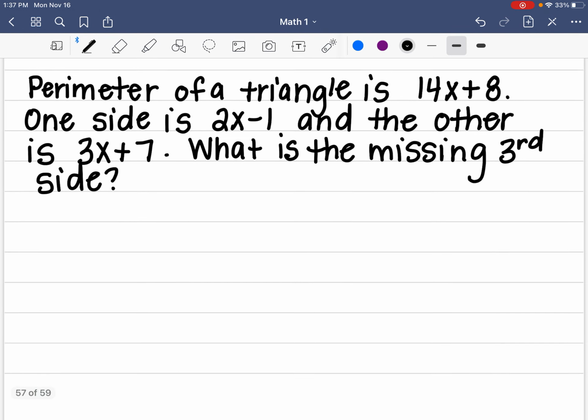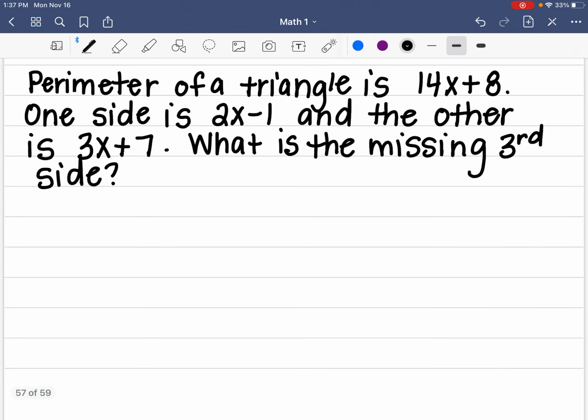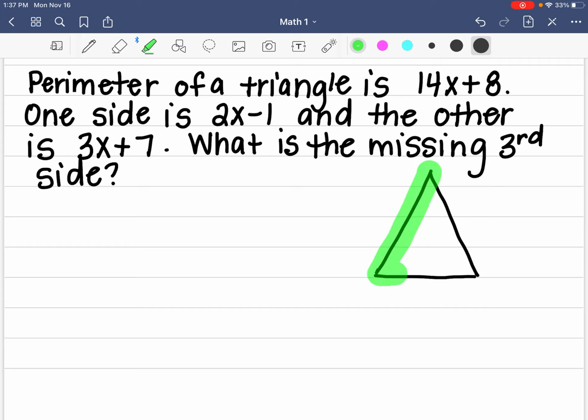All right, so another problem I saw was this perimeter problem. So it says the perimeter of a triangle is 14x plus 8. One side is 2x minus 1, and the other is 3x plus 7. What is the missing third side? So when I do these problems, I always like to draw my triangle, and I know the perimeter. So remember, perimeter means the sum of all three sides.